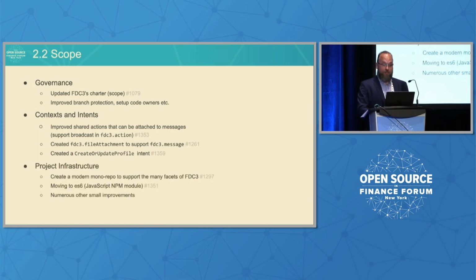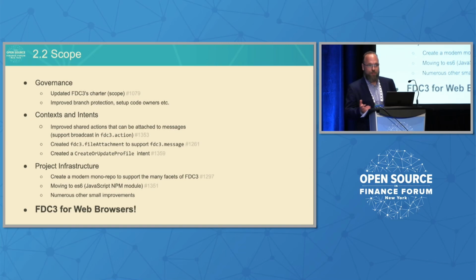We've also done a fair bit of work to the project's infrastructure. So we're partway through creating a modern monorepo to support the many facets of the FDC3 software that we now need to maintain, as well as looking to move to ES6 for all of our releases and numerous other small improvements. But the bit that's probably most interesting in 2.2 is bringing FDC3 to web browsers, which is no small project.